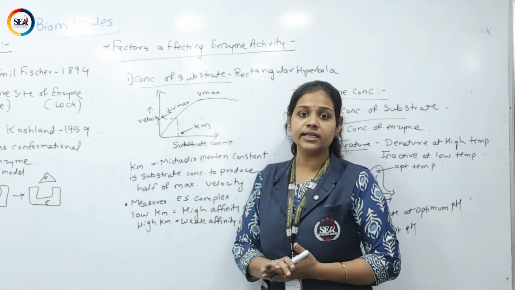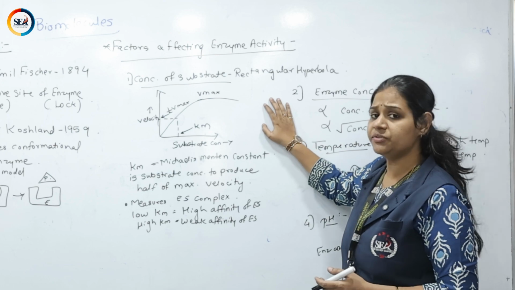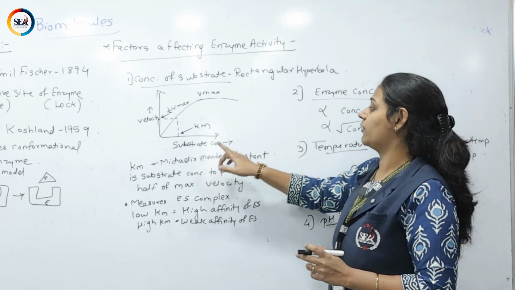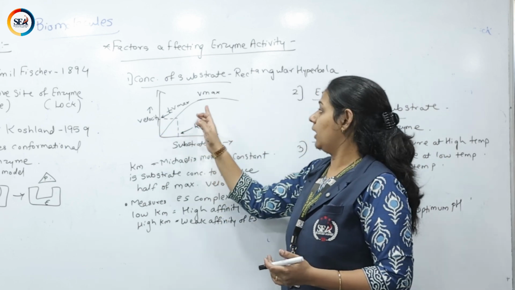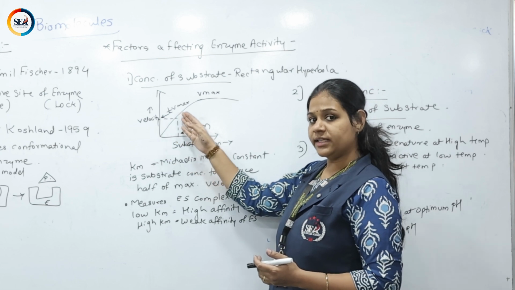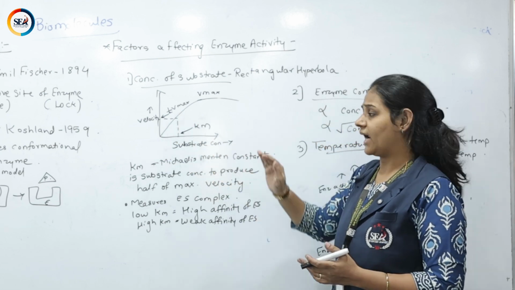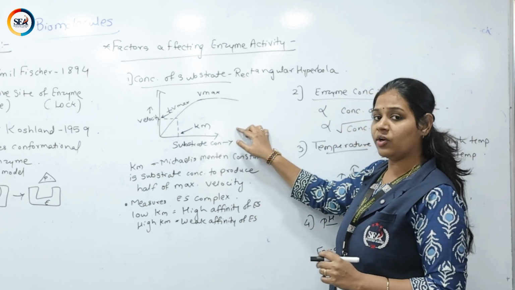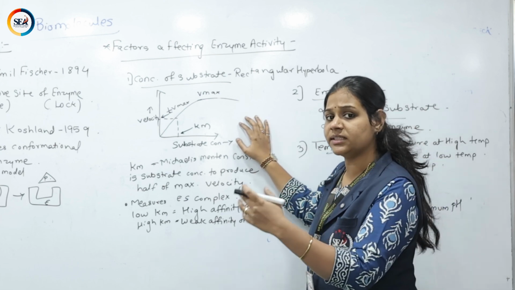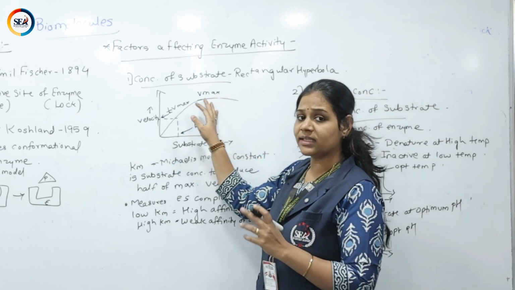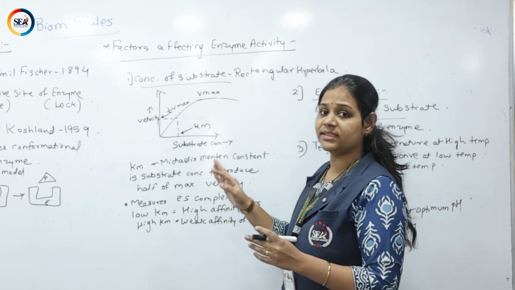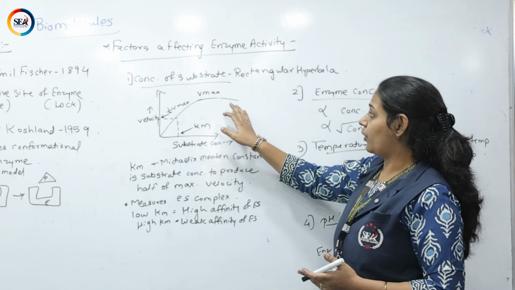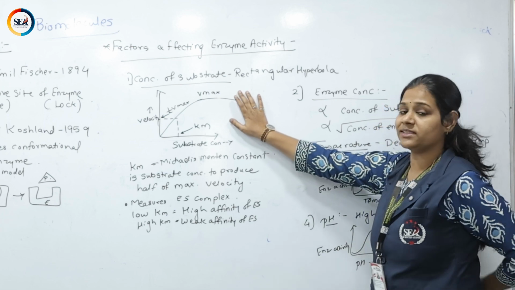Now, the next point is the factors affecting enzyme activity. First factor is concentration of substrate. A rectangular hyperbola is obtained when we plot substrate concentration against velocity. Initially, the velocity increases along with the increase in substrate concentration, but at the point when the velocity reaches its maximum, substrate concentration doesn't matter. Even if we increase the substrate concentration, at Vmax there will not be any further increase in the velocity of enzyme activity. The point where maximum velocity is seen is called the Vmax.